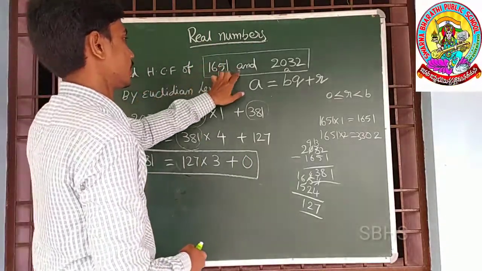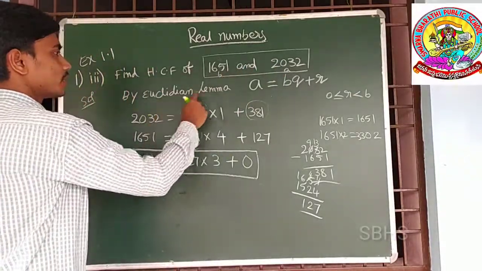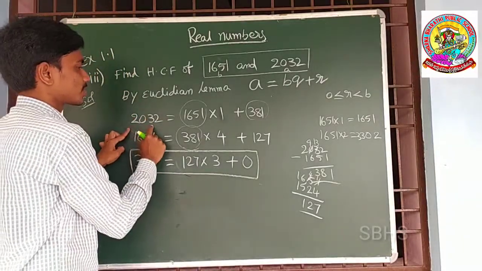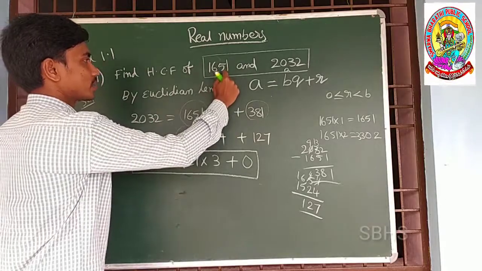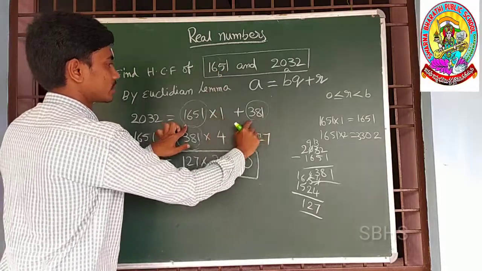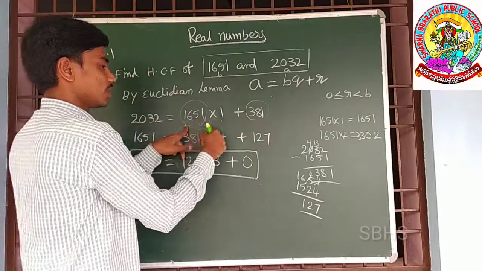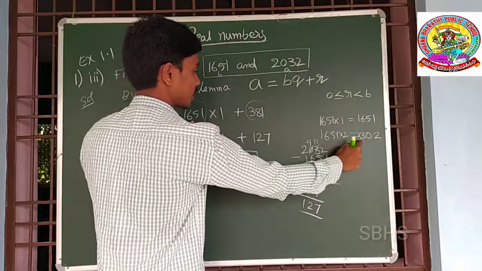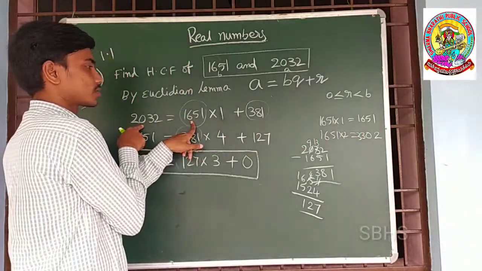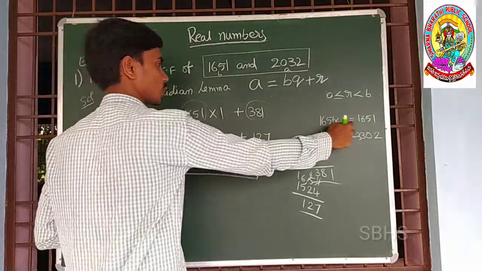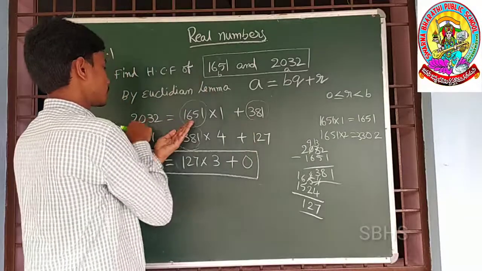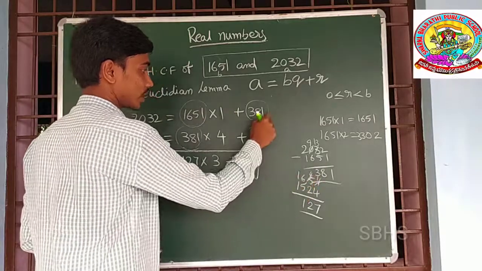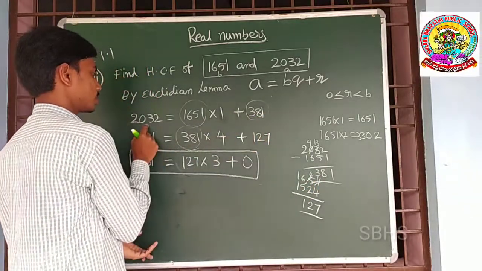Find the HCF of 1651 and 2032. By Euclid division lemma, a is equal to bq plus r. Here 2032 is possible to express as a multiple of 1651 plus an addition. If 1 time gives 1651, 2 times gives 3302, which is more than 2032. So you take 1 time, but it equals only 1651. You have to add something that gives 2032. So if you subtract 2032 minus 1651, it gives 381. If you add 381 here, it gives 2032.